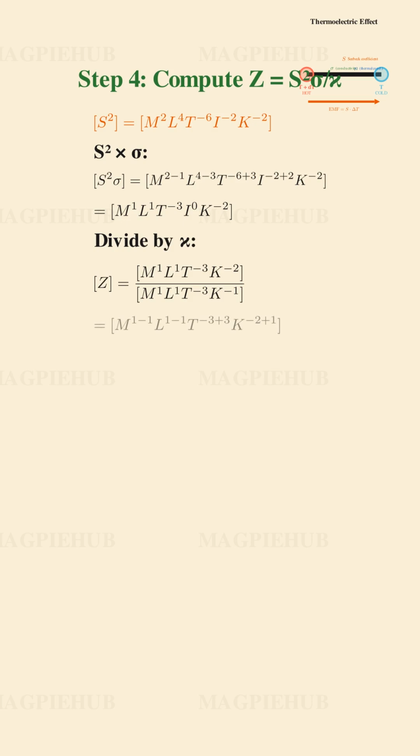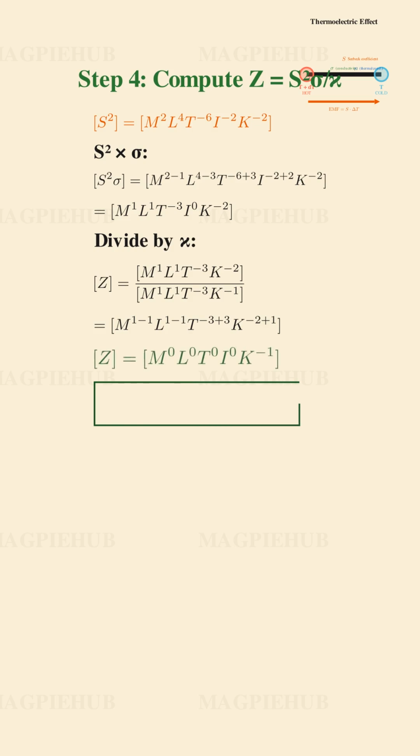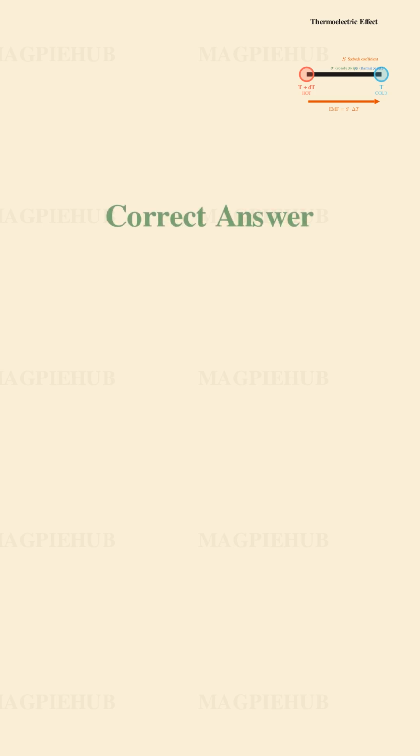So S squared sigma equals M L T to the minus 3 K to the minus 2. Now dividing by kappa, which is M L T to the minus 3 K to the minus 1. All M, L, T cancel out perfectly. For K, minus 2 minus (minus 1) gives minus 1. Therefore Z has dimensions K to the minus 1, which is M0, L0, T0, I0, K to the minus 1. The correct answer is option B.